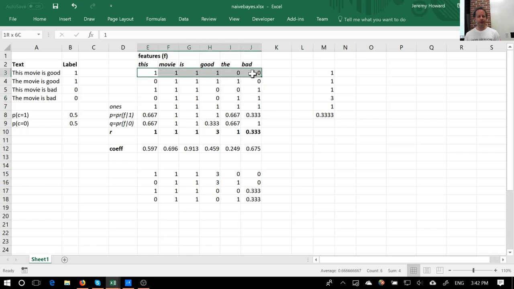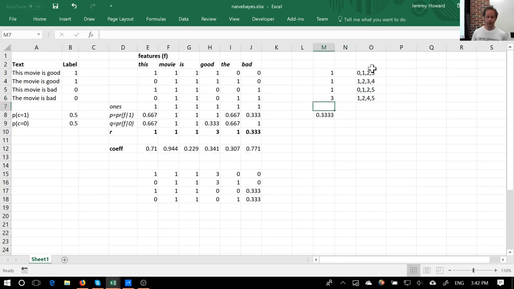So rather than storing it like this, we actually store it as 0, 1, 2, 3; 1, 2, 3, 4; 0, 1, 2, 5; 1, 2, 4, 5. I'll ignore the ones. That's actually how we store it. This bag of words contains which word indexes. Does that make sense? So this is a sparse way of storing it: just list out the indexes in each sentence.